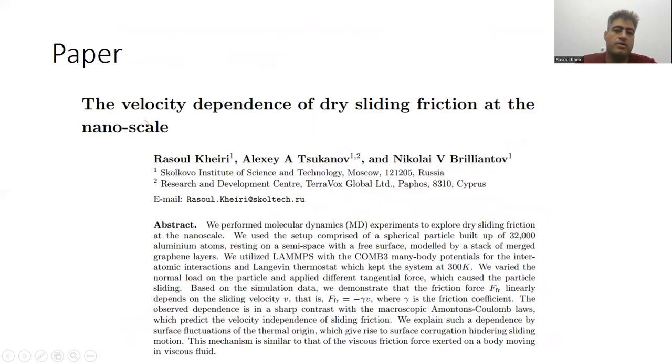We prepared a manuscript for this result and submitted it to the conference proceedings to be peer-reviewed for the Physical Mesomechanics conference.